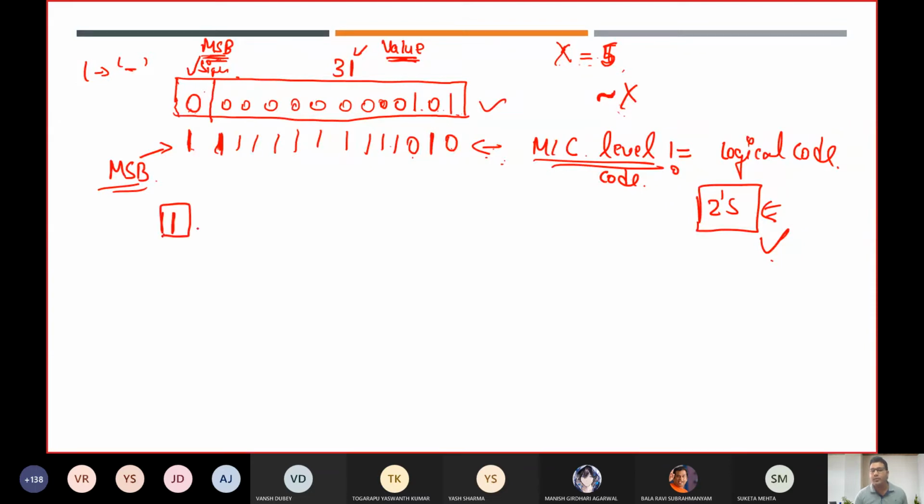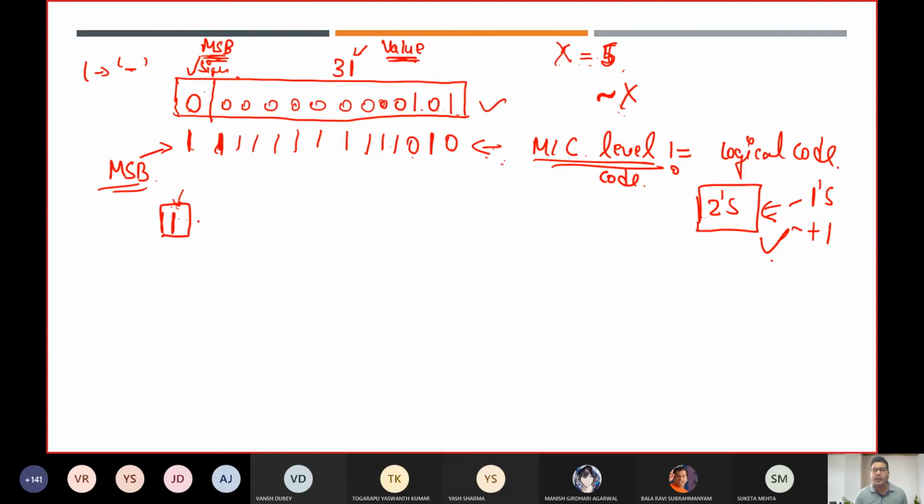Whenever we are performing 2's complement, the first bit is always representing a negative number, so we are not going to touch this bit. It will remain 1, while in the rest of the bits we are going to perform the 2's complement. First we perform 1's complement, then we add 1. These are the steps we follow whenever we are performing 2's complement.